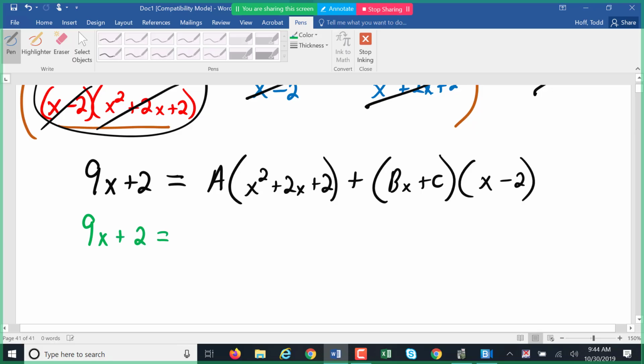Now on that right side, we have a little work to do. Here I'm going to distribute the a through that parentheses. So a times x squared is ax squared. A times 2x is 2ax. And a times 2 is 2a.